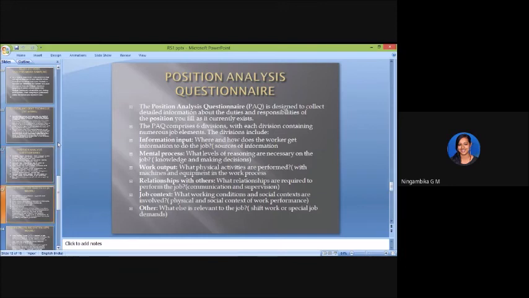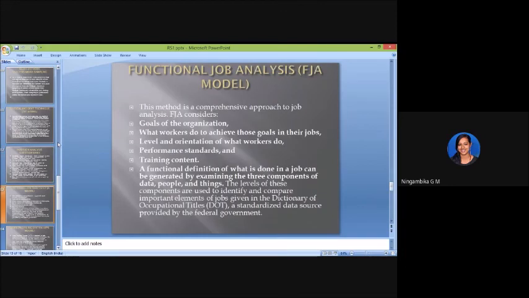And the next one is functional job analysis, that is the FJA model. So this method is a comprehensive approach to job analysis. FJA considers all the detailed information to gather related to the job, like what are the goals of the organization, what workers do to achieve those goals, level and orientation of workers, who is going to perform it, what are the standards, how do they do the performance appraisal, what is the training content. All this information can be gathered in functional job analysis.